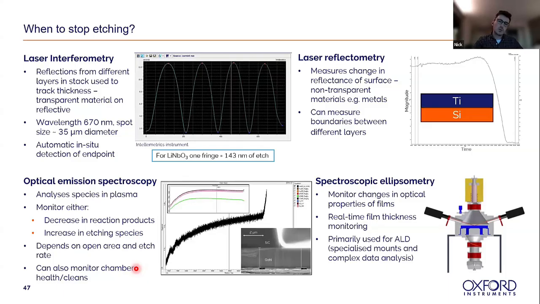This is not too common, so it's more often used for atomic layer deposition systems, but it does allow real-time monitoring of your film thickness. But it does require some quite specialized mounts. So the main processes that we typically see people using to monitor their etch are the laser ellipsometry and the OES.